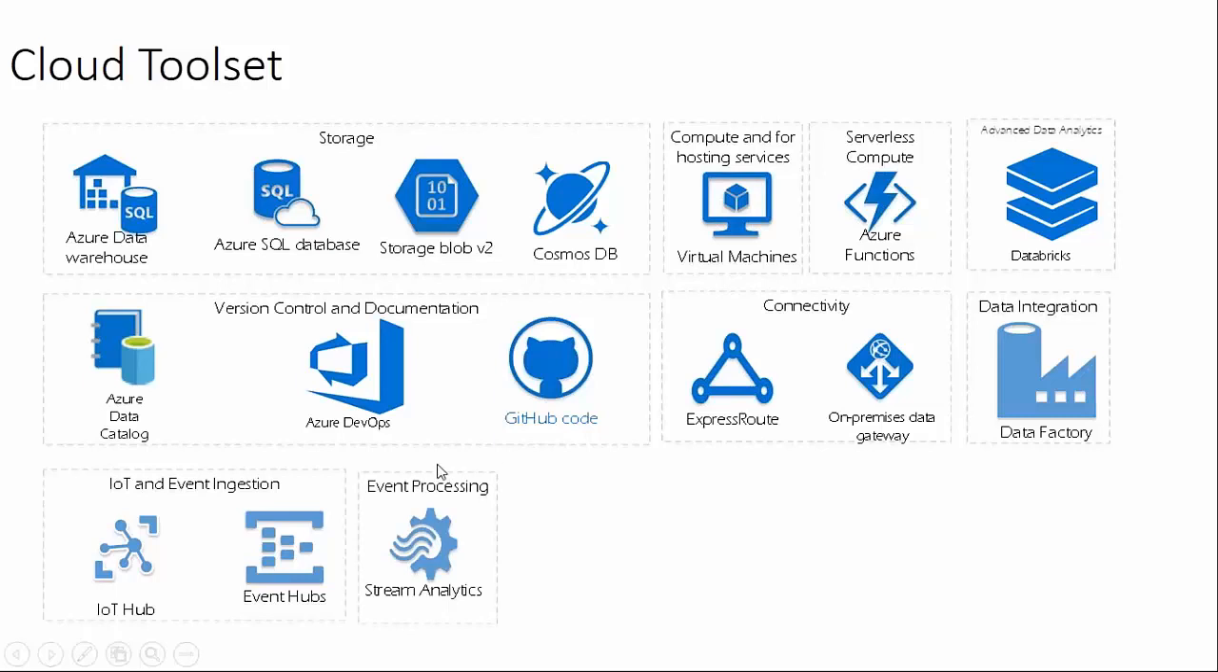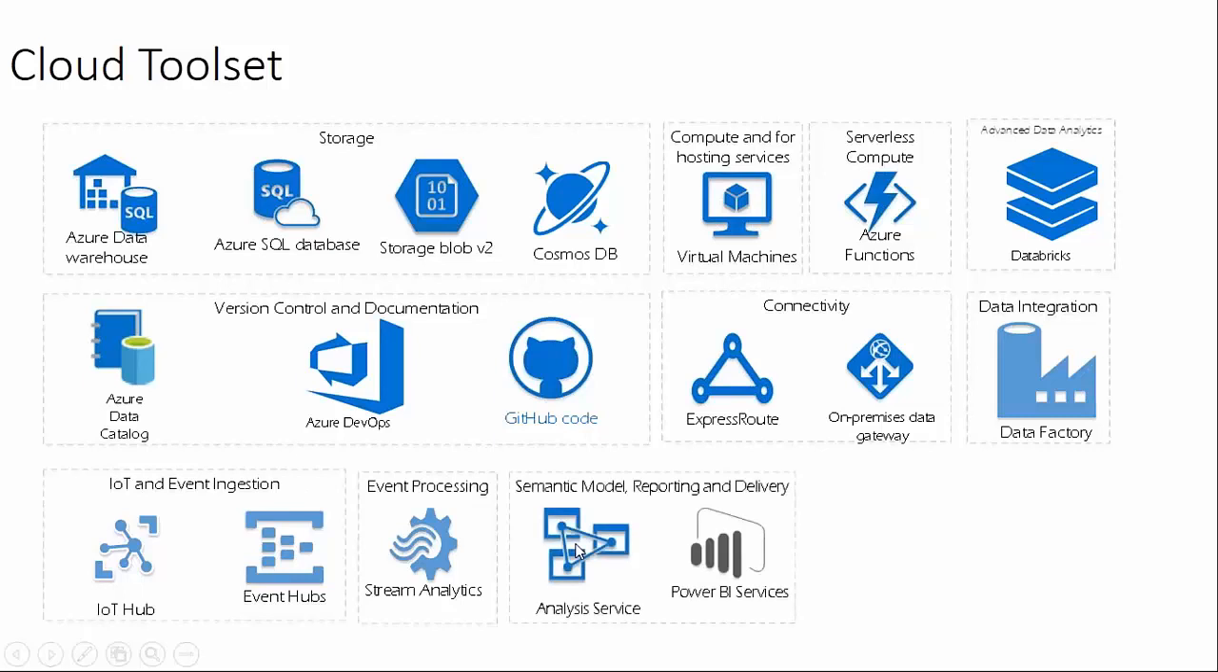For event processing, we're going to talk about Stream Analytics. For semantic model, reporting and delivery, we have Analysis Services and Power BI services. Then we have Cognitive Services that is going to allow your data scientists and developers to deliver more models and spend less time building them, okay? Because think about artificial intelligence as a service. That's a really good definition for Cognitive Services.